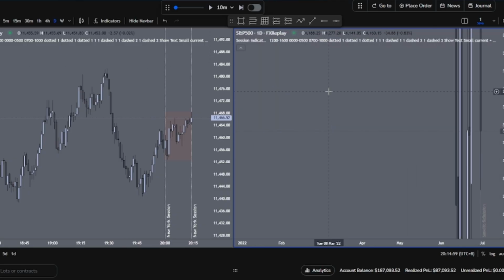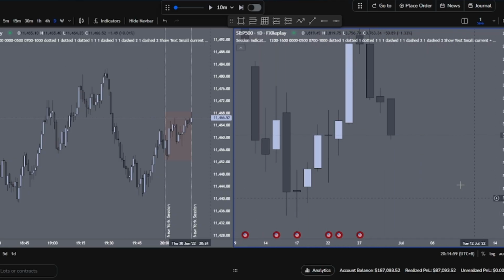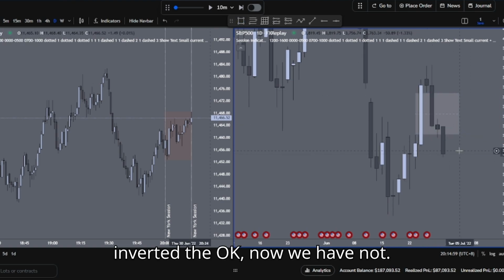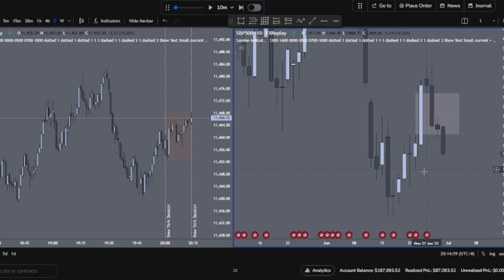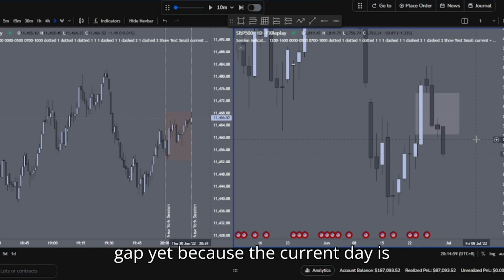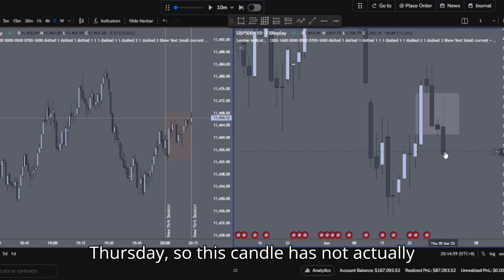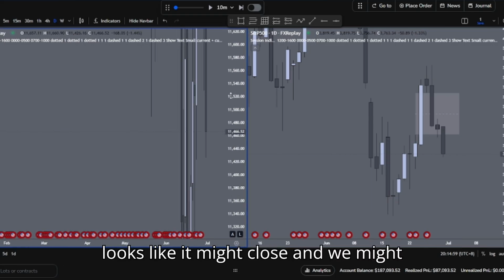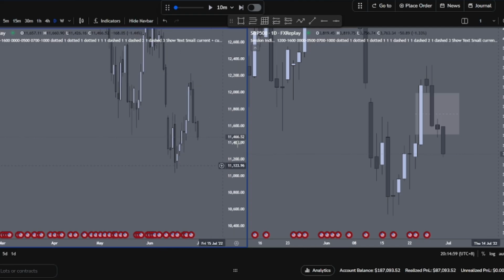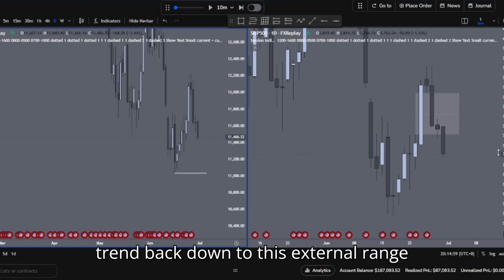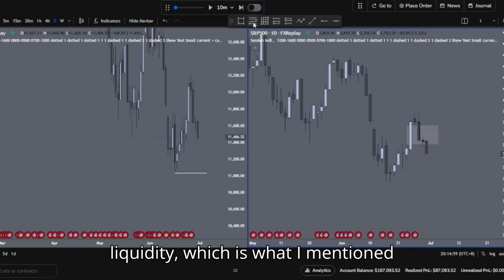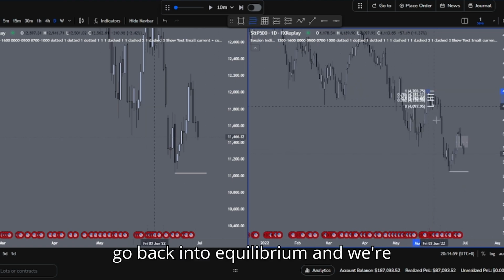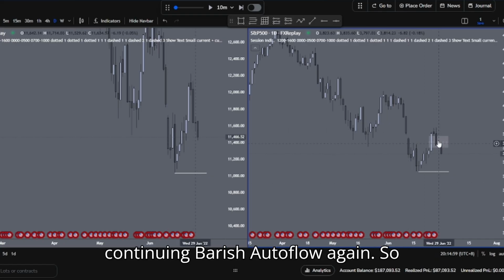So okay, so we have completely inverted the. Okay, no, we have not. We've not completely inverted the daily gap yet because the current day is Thursday, so this candle has not actually closed, but it looks like it might close, and we might continue this bearish trend back down to this external range liquidity, which is what I mentioned earlier on in the video, since we did go back into equilibrium and we're continuing bearish order flow again.